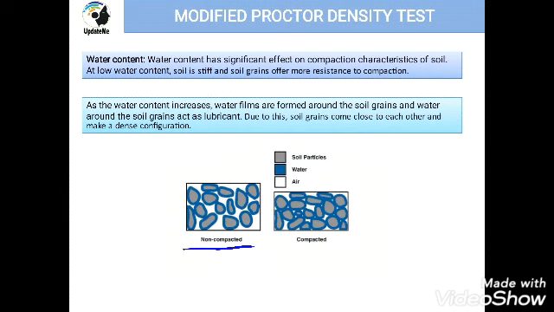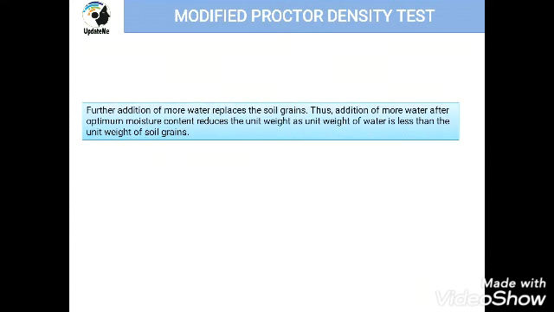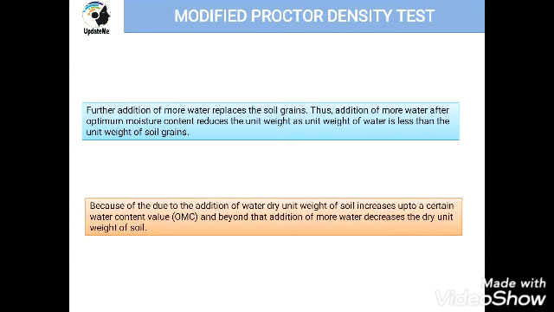Here this one is the non-compacted soil and this one is the compacted soil. At optimum moisture content, soil reaches the maximum unit weight as the lubricant effect is maximum at this stage. After the optimum moisture content, the lubricant effect will not be there. Further addition of more water replaces the soil grains, thus addition of more water after optimum moisture content reduces the unit weight, as the unit weight of water is less than the unit weight of soil grain. Dry unit weight of soil increases up to a certain water content value, which is called the optimum moisture content, and beyond that addition of more water decreases the dry unit weight of soil.